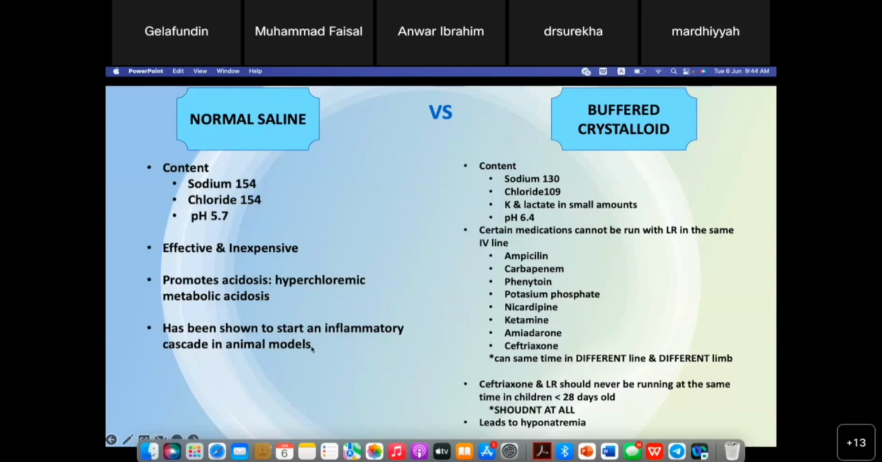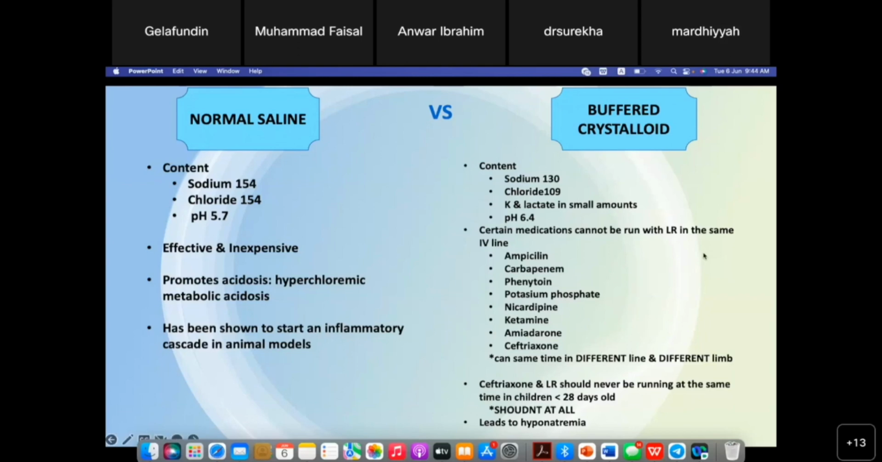Okay, other things about buffered crystalloid, Ringer's lactate and Hartmann's, is that certain medications cannot be run together. Because buffered solution can create precipitate because it has calcium. So these are some of the medications that cannot be given together. If you want to give them, you can, but at a different line or different limb. But for neonates, ceftriaxone should never be run at the same time. Even a different line or different limb is not allowed.